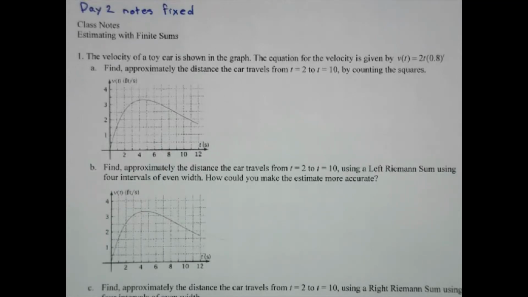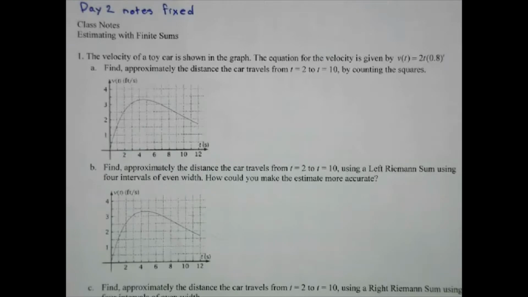Today's calculus lesson is about estimating finite sums, and then the definite integral and area. So let's read this first problem. The velocity of a toy car is shown in the graph. The equation for velocity is given by v of t equals 2t times 0.8 to the t. Find approximately the distance the car travels from t equals 2 to t equals 10 by counting squares.